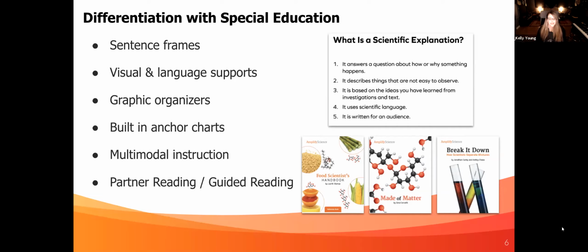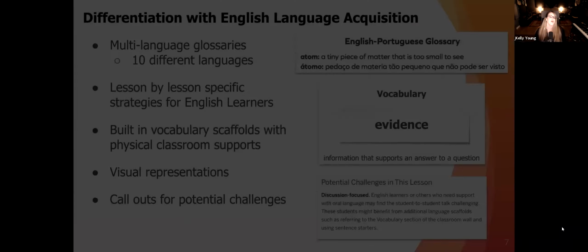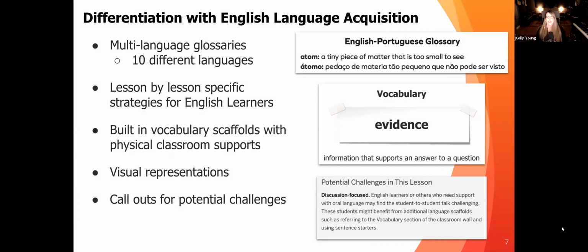My kids cannot wait to get their hands on these textbooks every time we read. So, another population are our English language learners. We are all familiar with this population. We have a wide variety of these kids in our classrooms.